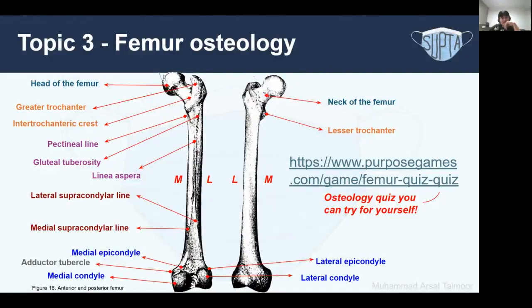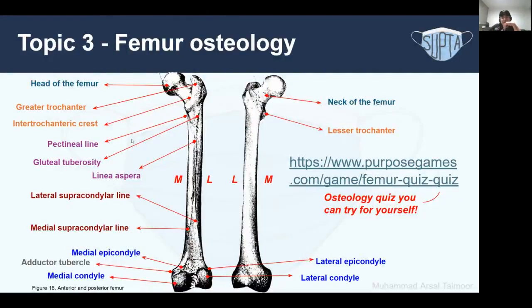So the head of the femur, self-explanatory. Greater trochanter, we've been talking about this. The lesser trochanter is right there. So remember, this is the medial aspect, this is the lateral aspect. This is the pectineal line, and then you can see the gluteal tuberosity right there. The pectineal line and the gluteal tuberosity are basically lines, or prominences, that combine, sort of like a Y shape, and form the linea aspera. So the linea aspera is relevant to some of the muscles that we'll talk about that attach to this part of the femur.